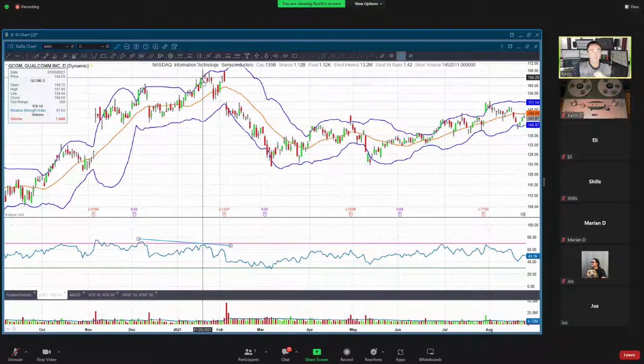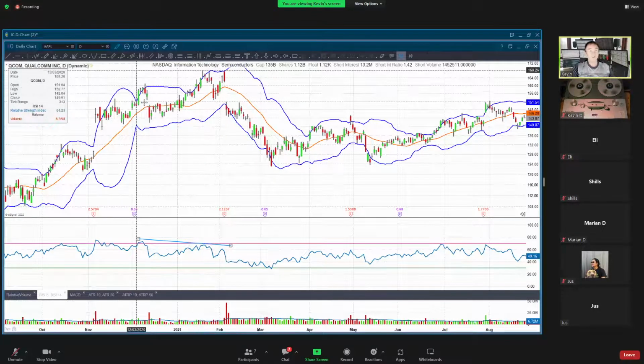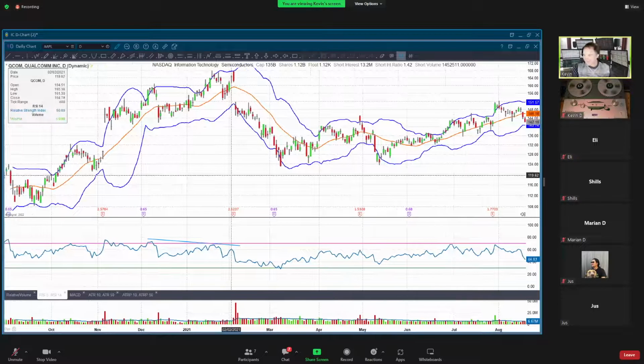You're 164 down to 163, a buck on a $163 stock. That's not so bad, right? Maybe your stop might have been looser, but anyway, here's what it looks like when it doesn't work out. That's important to see as well.